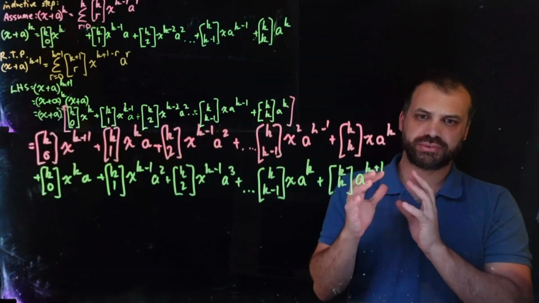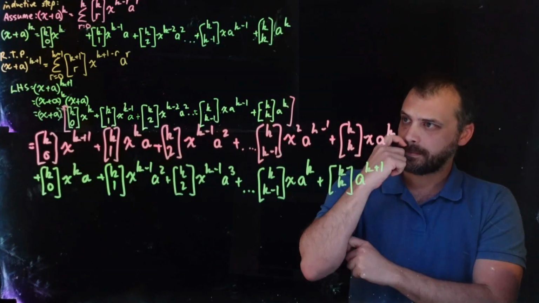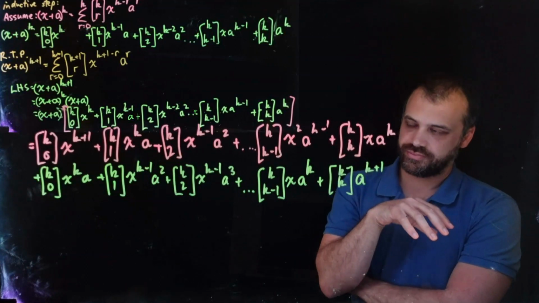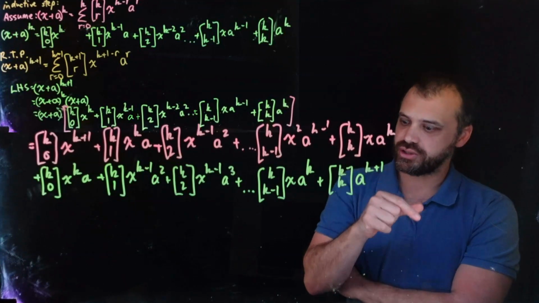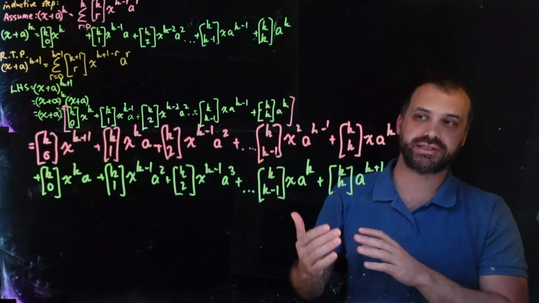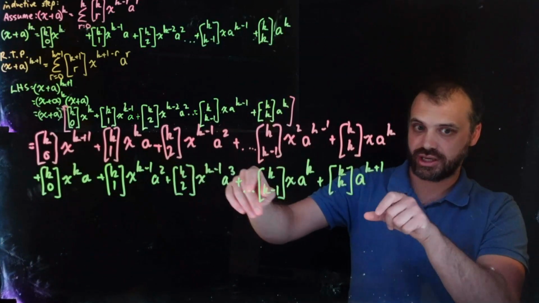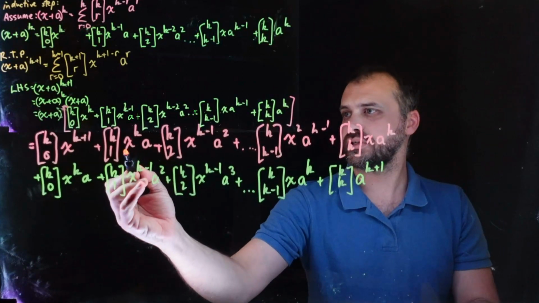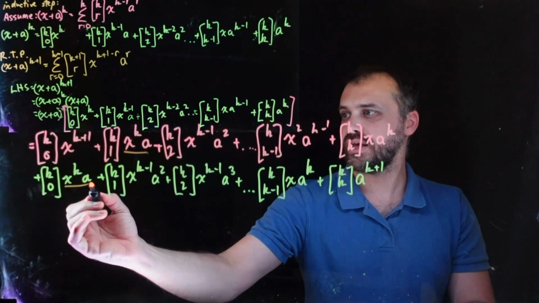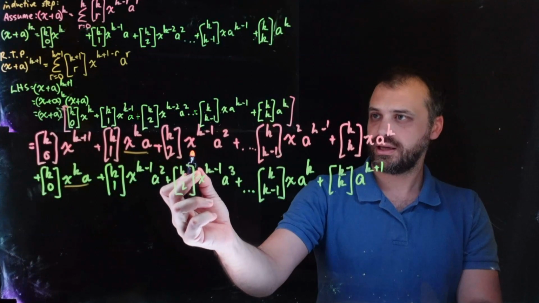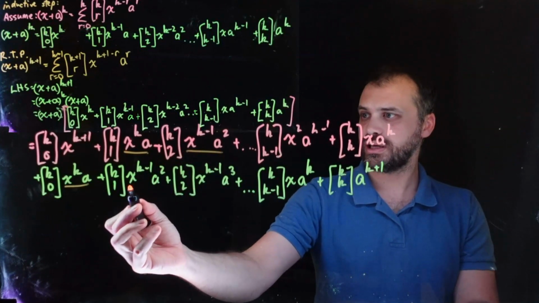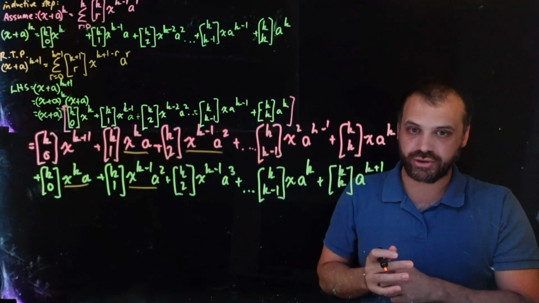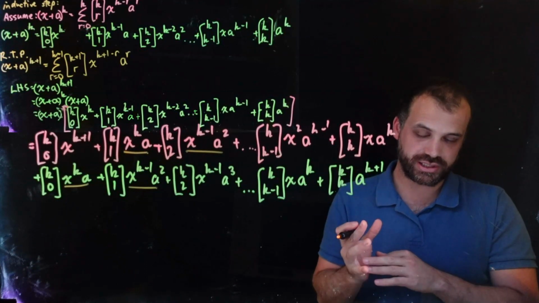And then you need to step back from it and look at it and notice something, right? And what you need to notice is that there's some similarities in our pink terms and our green terms there, right? So if I look, x^k a, x^k a. x^(k-1) a squared, x^(k-1) a squared. They group together quite nicely.